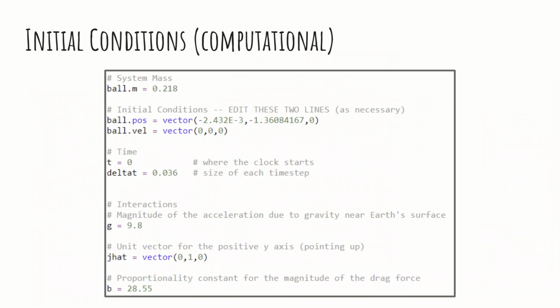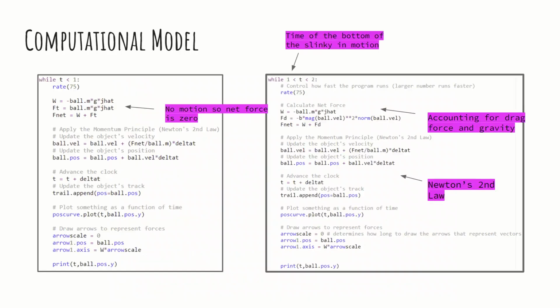So the initial conditions in the computational model were with the estimated mass of the slinky to be around 0.218 kilograms. The initial velocity and position are shown. The time step was determined to be 0.036 because of the frame rate of the video, and the proportionality constant B was experimentally determined through guessing and checking to see which data matched the closest.